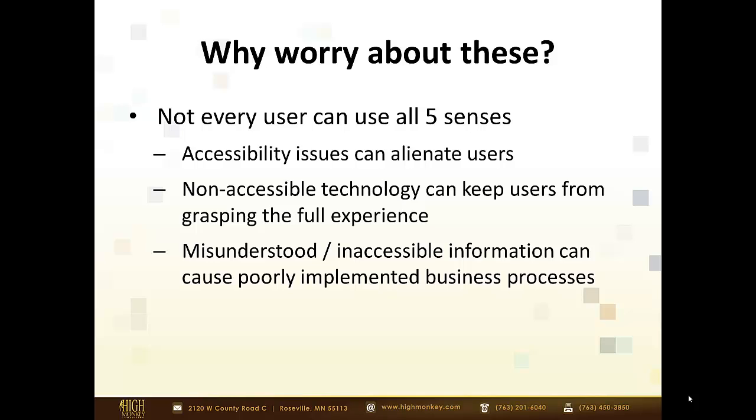So looking at it from the accessibility side, truthfully, not every user can use all 5 senses. There are people out there that have different issues with different types of senses, and we have to think about that. So accessibility issues, first and foremost, can alienate your users. If pages aren't accessible, you're going to have a segment of your user population that is not going to be able to perform what they're trying to do as well as others. Especially if you're a government agency where you have mandates around that, but even if you're not, you want to be thinking about doing some things to make your overall site more accessible for those that use screen readers and adaptive technologies.